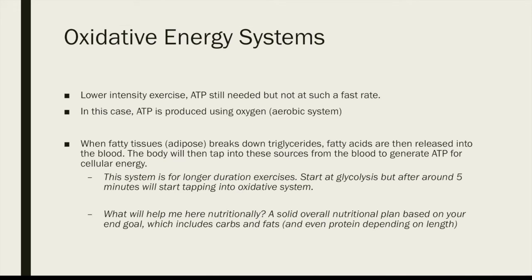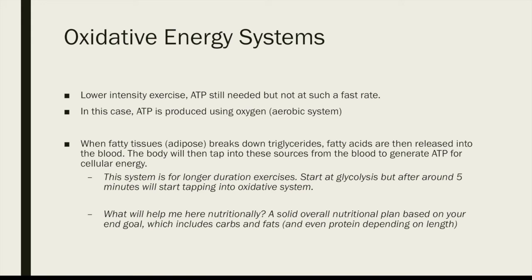So now on to the last but not least energy system, the oxidative energy system. This oxidative energy system is the aerobic system. It's for lower intensity exercises. You still need the ATP, but not at such a fast rate. In this case, ATP is actually produced using oxygen, which is why it's called the aerobic system. A lot of times we are told that we use fat as a fuel during aerobic activity, which is true. We also use carbohydrates too, but when fatty tissues break down triglycerides, fatty acids are then released into the blood. So the body will tap into these sources from the blood to generate ATP for cellular energy.